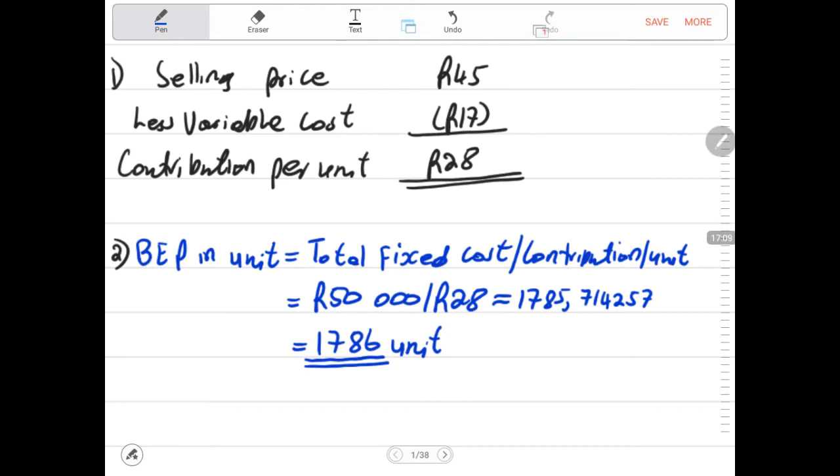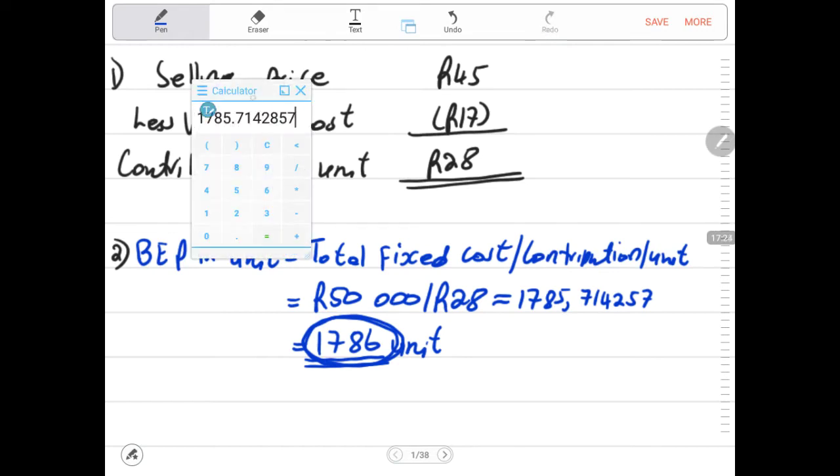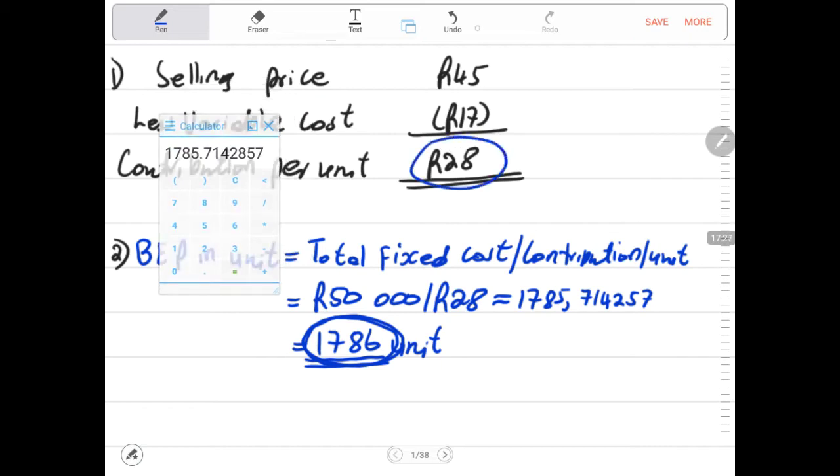Then what does that mean? It means if we say this is the number of units that will be at the point where fixed cost equals contribution, let us verify that. How much is our contribution per unit? Our contribution per unit is 28 Rand. So now if you say 28 Rand times the number of units at the break-even point, which is already on the screen, times 28 Rand, this gives us 49,999 Rand 99.99 cents. Obviously 50,000, you can see that.